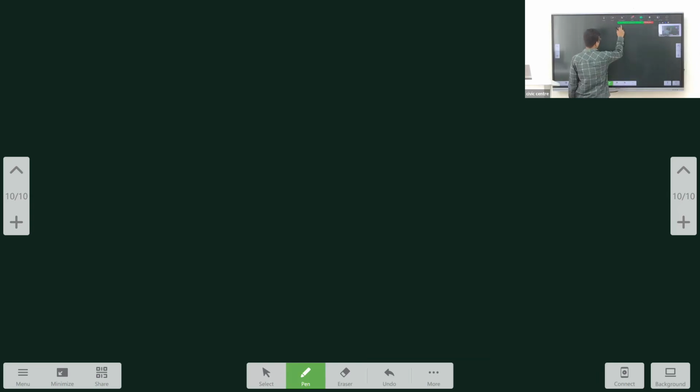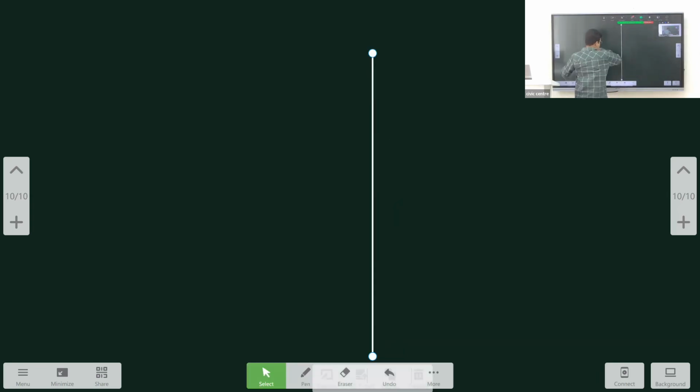So let us begin with the introduction to biotechnology.